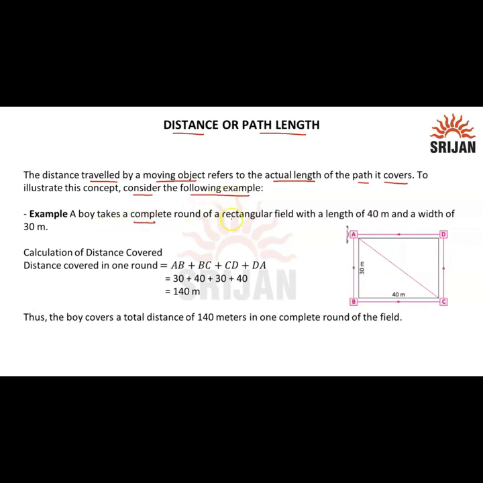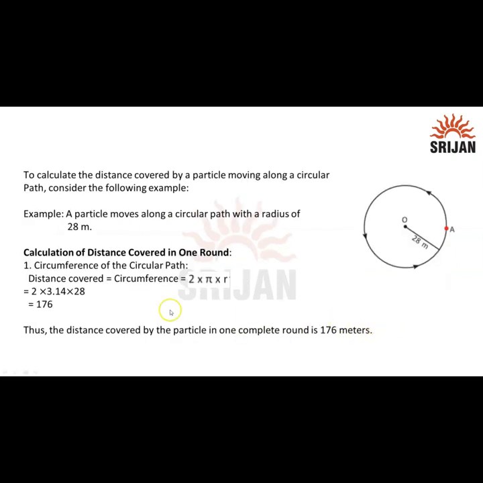A boy takes a complete round of a rectangular field with a length of 40 meters and width of 30 meters along the path AB, BC, CD and then finally DA. So if we want to calculate the total distance traveled by him along this path, it will be simply equal to the sum total of AB, BC, CD and DA, leading to the final value as 140 meters. That is, the boy covers a total distance of 140 meters in one complete round of the field.